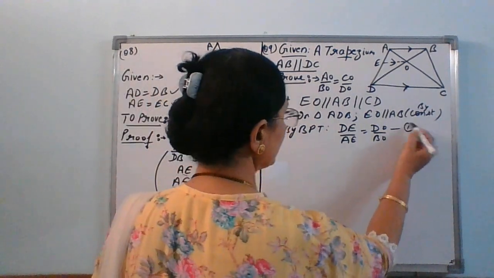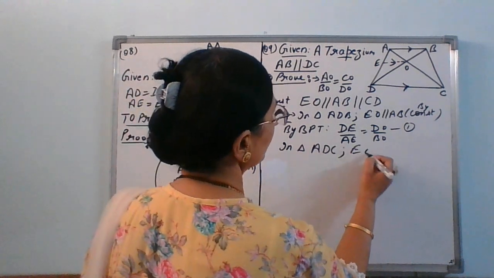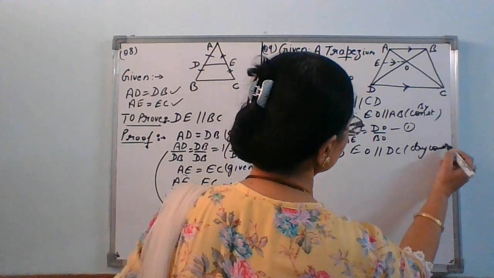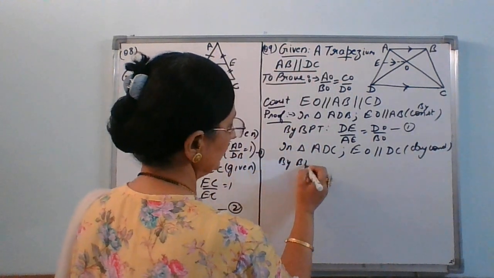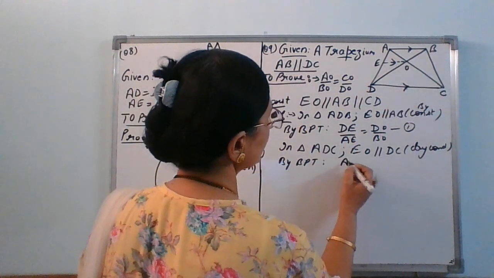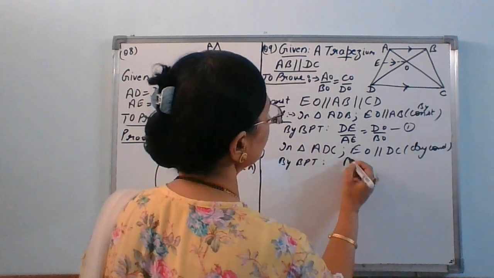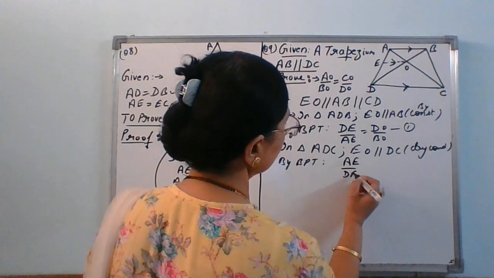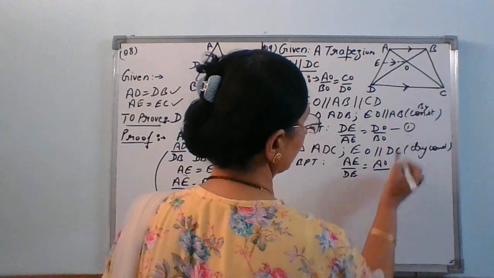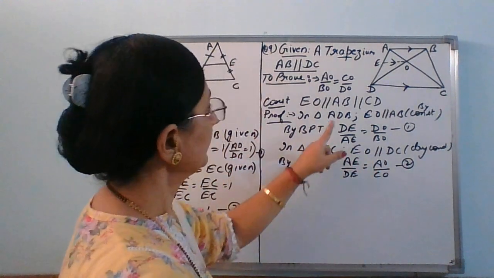Number 1. Similarly, in triangle ADC, EO is parallel to DC, that is by construction. Here also we can apply BPT. So applying BPT, sides will be in ratio. Whether you say AE or EA, I'll write the same, as I wrote AE here. AE upon DE will be equal to AO upon CO. I'm not writing OC, but CO. Number 2. Let me revise this here.